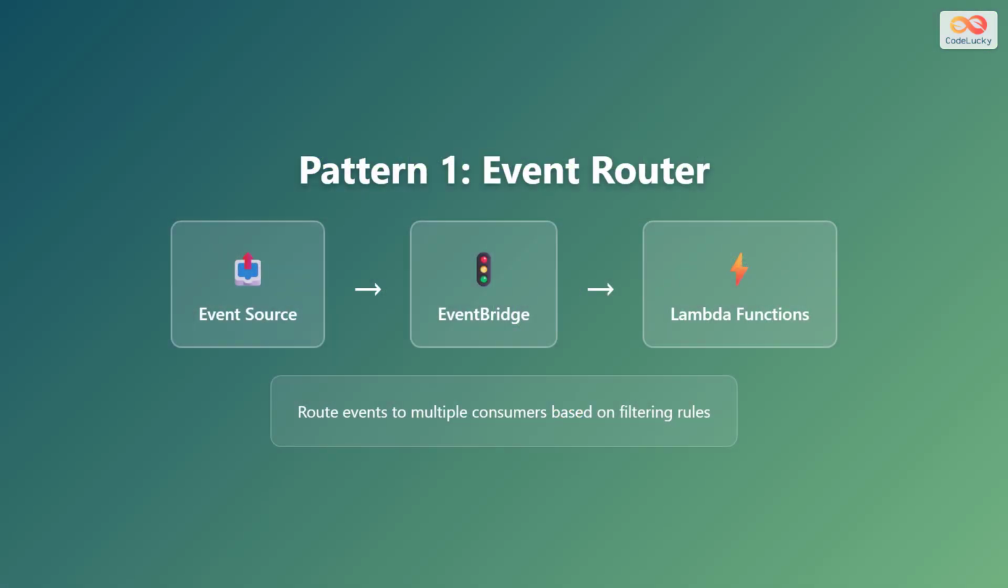The event router pattern uses Amazon EventBridge to route events from sources to multiple consumers based on filtering rules. An event source publishes events to EventBridge, which then intelligently routes them to different Lambda functions based on the event content. This allows you to have multiple services react to the same event in different ways.